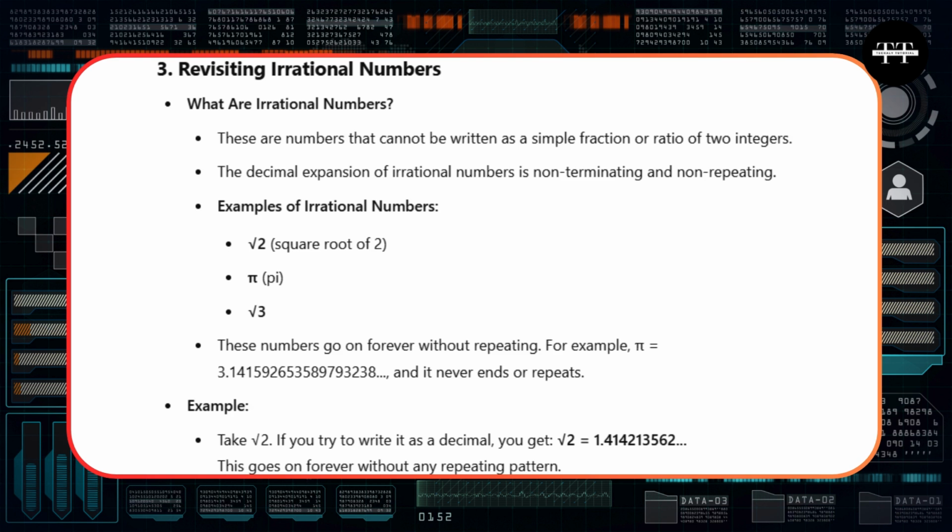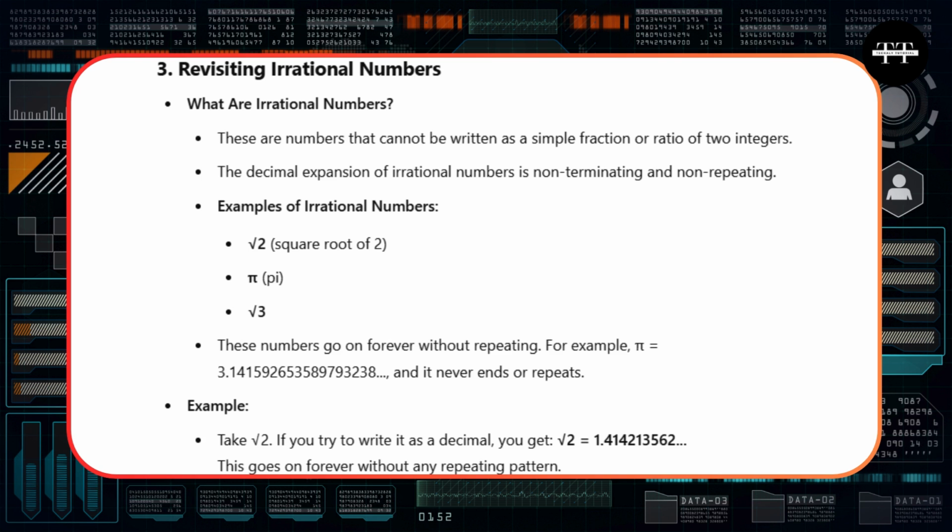3. Revisiting irrational numbers. What are irrational numbers? These are numbers that cannot be written as a simple fraction or ratio of two integers. The decimal expansion of irrational numbers is non-terminating and non-repeating. Examples of irrational numbers: √2, pi, √3. These numbers go on forever without repeating.